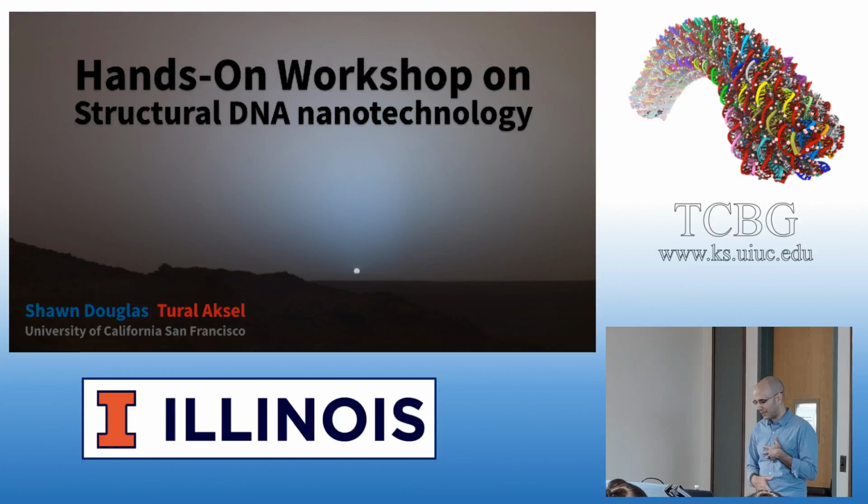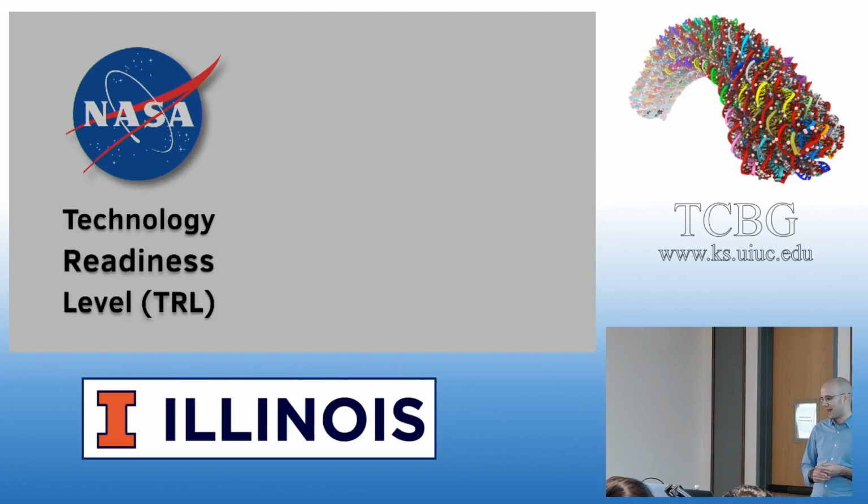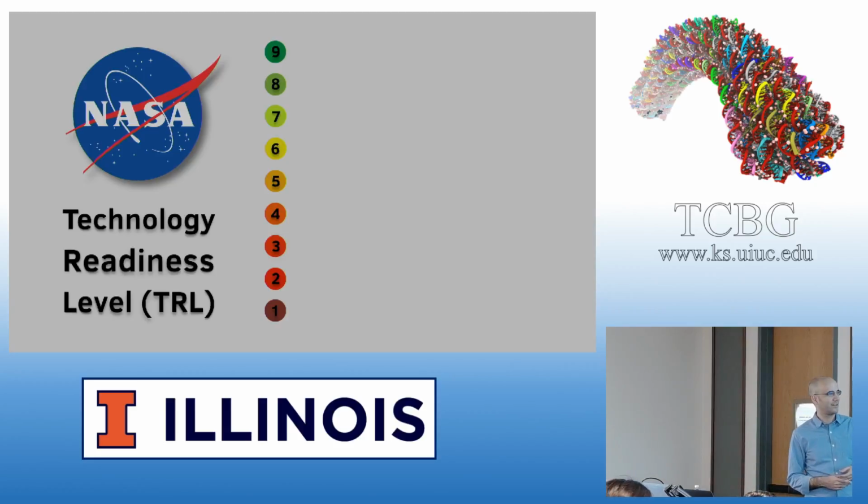So my background is in computer science, not in simulation, and I thought I would start with this sunset from the surface of Mars, because I want to talk a little bit about DNA nanotechnology and the state of the art and where we're going with these tools. So presumably you're all here because you want to make some nanostructure. And NASA has this TRL, or Technology Readiness Level scale, that I thought was kind of interesting. And it has 9 levels.